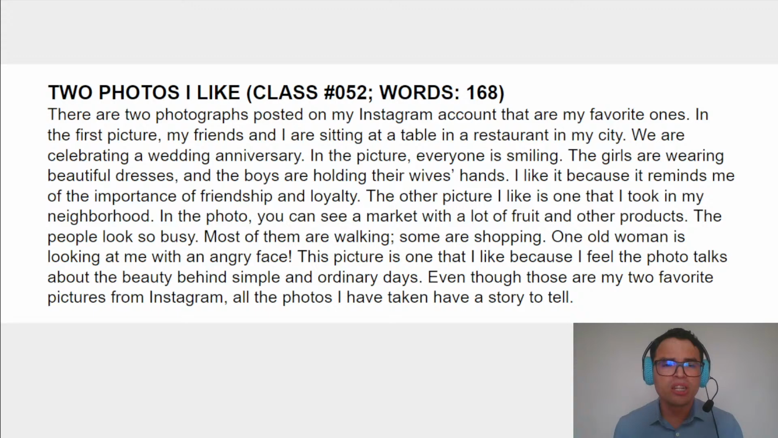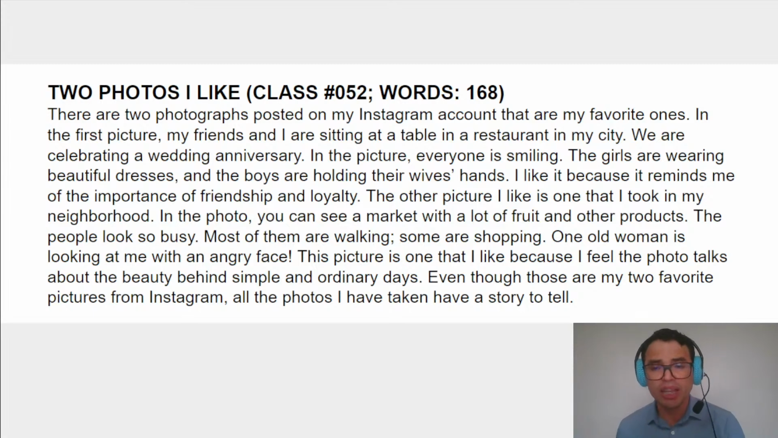We are celebrating a wedding anniversary. In the picture, everyone is smiling. The girls are wearing beautiful dresses and the boys are holding their wives' hands. I like it because it reminds me of the importance of friendship and loyalty.